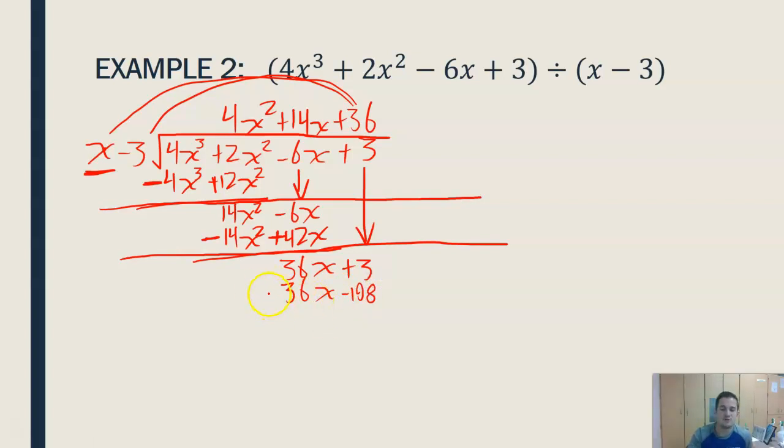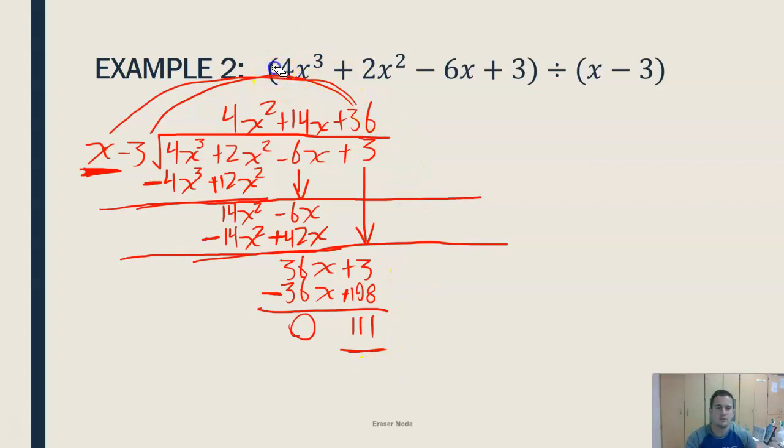And then I need to subtract, or I need to change the signs. 36x minus 36x is 0. 3 plus 108 is 111. And x cannot go into 111 because it doesn't have an x. So I know that I'm done. This term can no longer go into this term. That's how I know that I'm done.